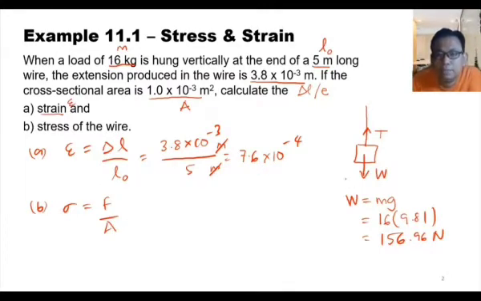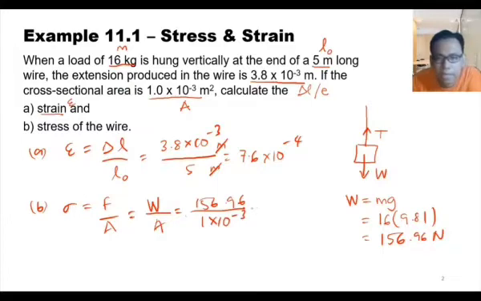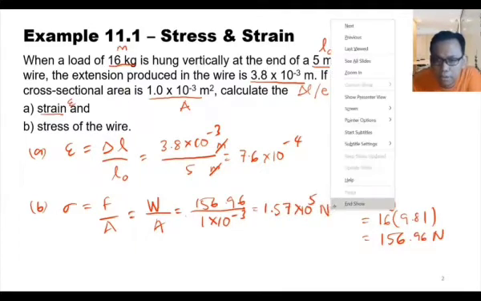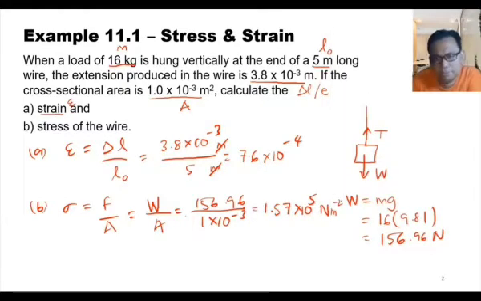And for this case, the force that acted on the long wire is weight. And what is weight? Weight is equal to mg, and we get there the value is 156.96 divided by the cross-sectional area, which is also given, so 1 times 10 to the power of -3, and I get the answer 1.57 times 10 to the power of 5, and the unit is Newton per square meter.